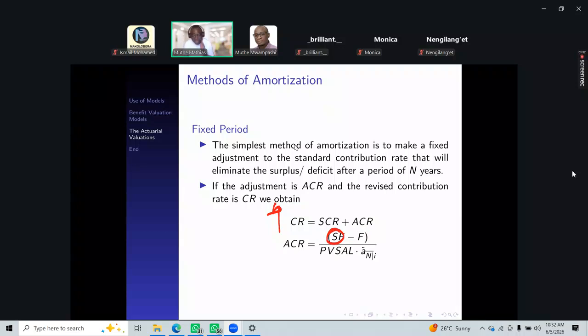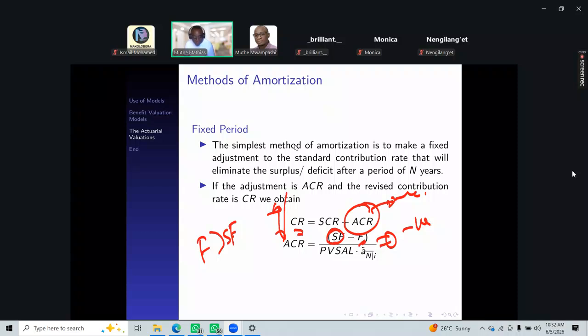And then the implication will be vice versa, because if, let's say, the actual fund, which is denoted by F, is higher than the standard fund, it means that you have more than enough to cover all the accrued benefit, right? So if that is the case, you'll see that this term here will be negative, right? So if this is negative, it means that this adjusted contribution rate will actually be negative, so this contribution will actually go down, right? So that is the idea, right?